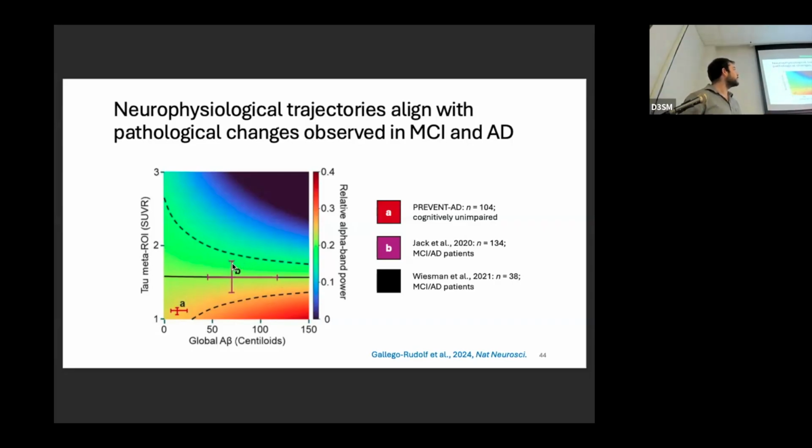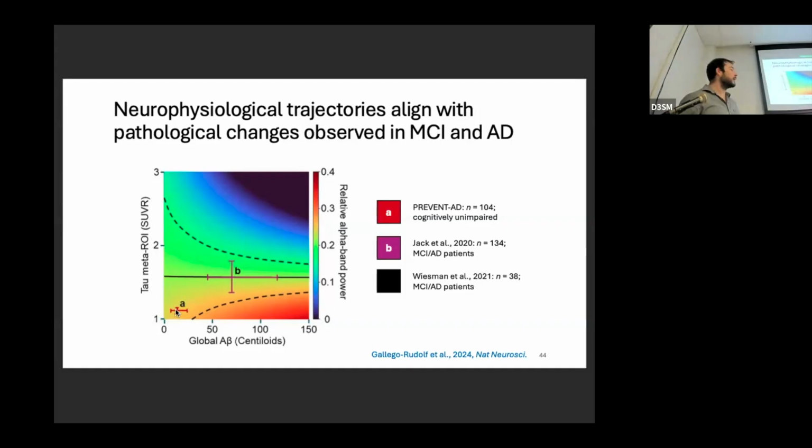And lastly, what we did in this paper was to compare the prediction of our models, which is basically this heat map, to see how much this is aligned with empirical measurements of neurophysiological activity in MCI and AD patients. So this cross that you see here in purple are the amyloid and tau values that were quantified in a large sample of MCI and AD participants.